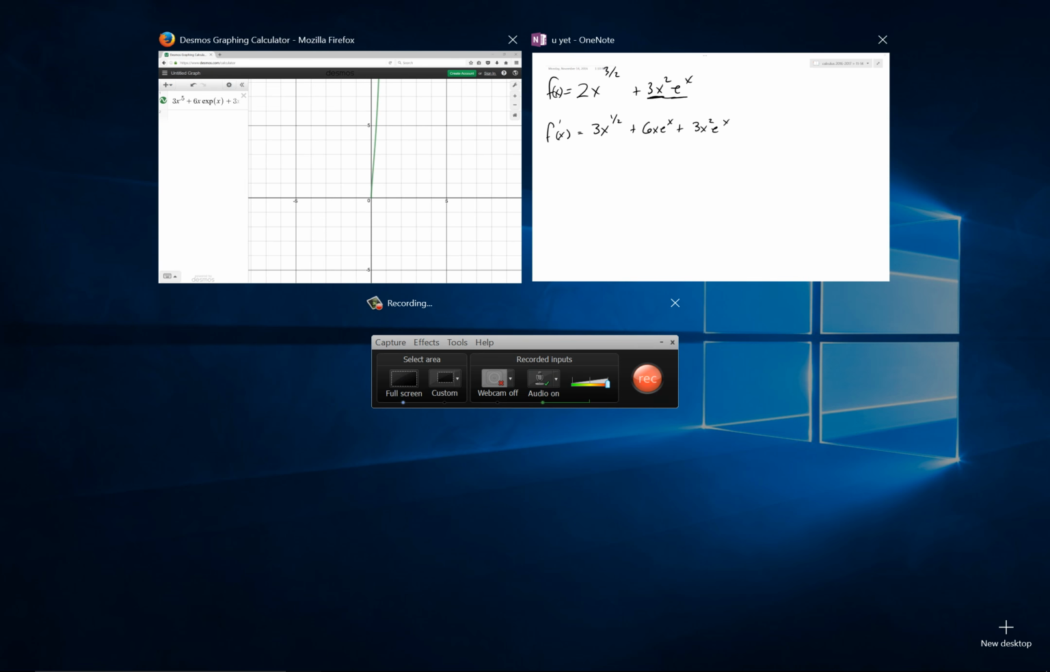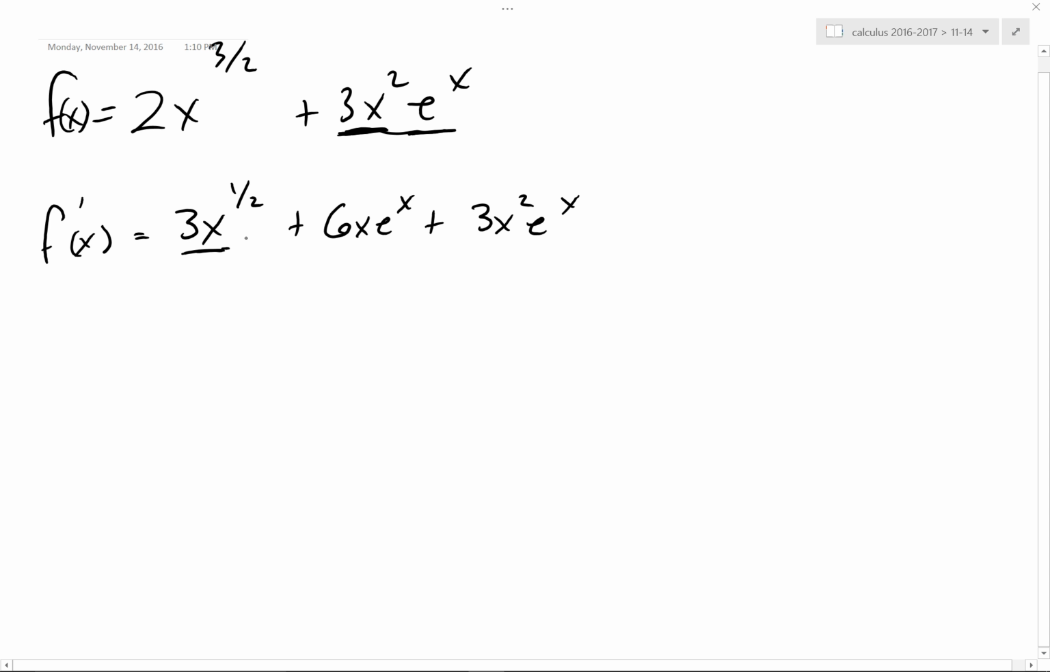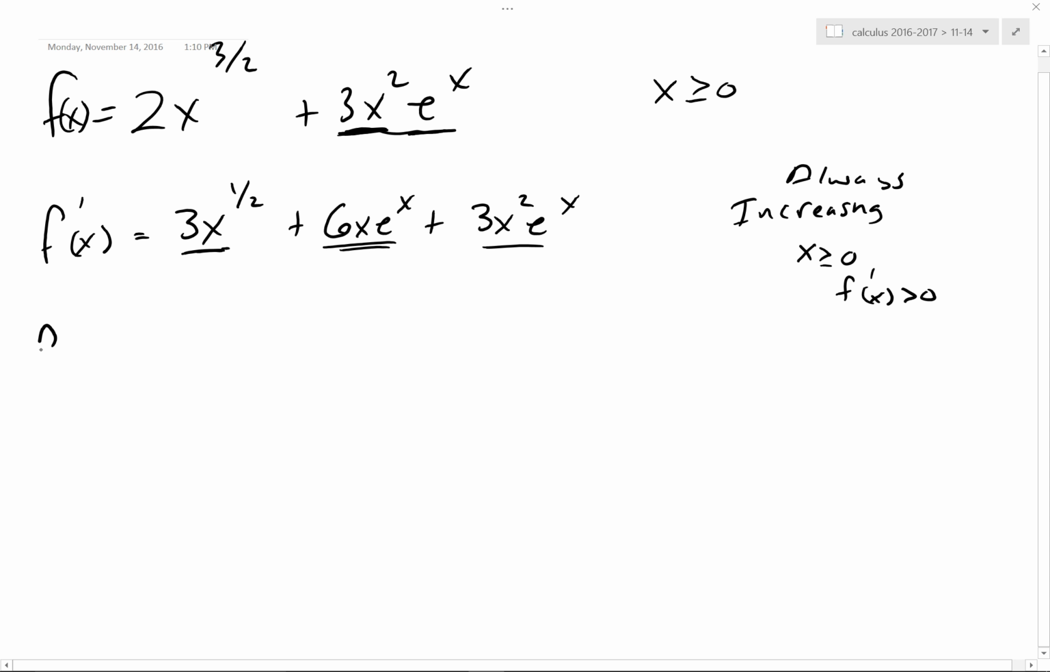Well, let's think about this for a minute. If you have this function, 3x to the 1/2, is that always positive? By the way, when x is bigger than 0, yes? So yeah. And so is this ever going to equal 0? It looks like my function is always increasing when x is greater than or equal to 0, because this guy, my first derivative, is always positive. Right? What about the second derivative?